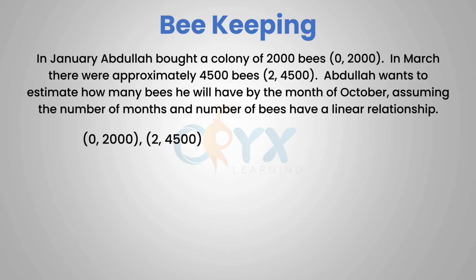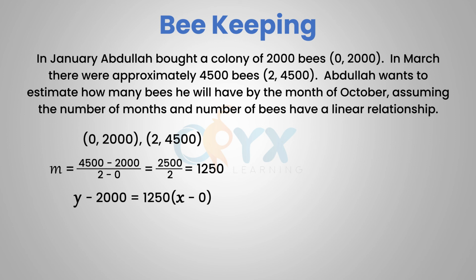So y2 minus y1, 4,500 minus 2,000, divided by x2 minus x1, 2 minus 0. This leaves me with 2,500 over 2, or 1,250. Substituting that into my point-slope form, I have y minus 2,000 equals 1,250 times the quantity x minus 0. Distribute the 1,250 to get y minus 2,000 equals 1,250x. Now I need to add 2,000 to both sides of the equation to get y equals 1,250x plus 2,000.